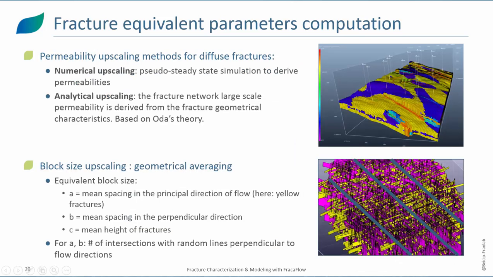So for this fracture equivalent parameters computation, you have two methods available in the software. First, a numerical method, which is based on the pseudo-steady state simulation to derive permeabilities, and an analytical upscaling. In this case, the fracture network will be derived from fracture geometrical characteristics. The last one, analytical upscaling, is based on Oda's theory. Regarding the upscaling of block size, this is based on geometrical averaging, in which you're going to calculate the mean spacing in the principal direction of flow, perpendicular direction, and height of fractures. These parameters can be combined to calculate the shape factor that you will input in your dual medium simulation.